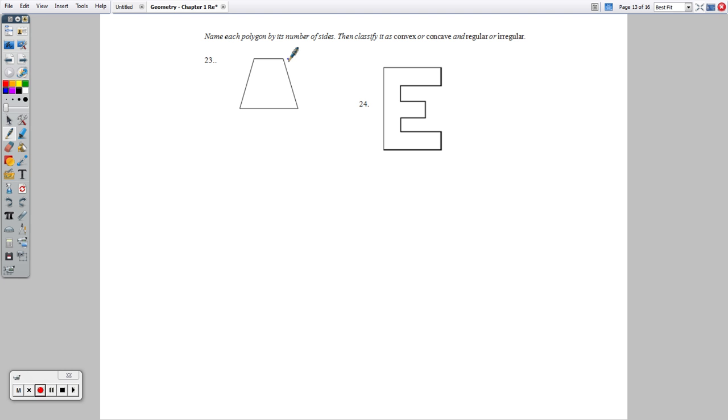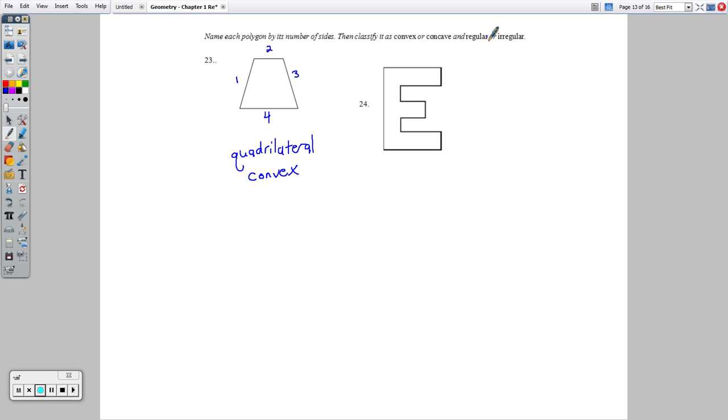Number 23. Name each polygon by its number of sides, then classify as convex or concave, and regular or irregular. So this one, I've got 1, 2, 3, 4 sides here. That's a quadrilateral then. Is it convex or concave? Well, there's no caving in parts. I can pick any 2 points I want on the inside, draw a segment, and it'll never fall outside of the shape. That's another way to think about convex and concave. So this one, no caving in parts. It's going to be quadrilateral, convex.